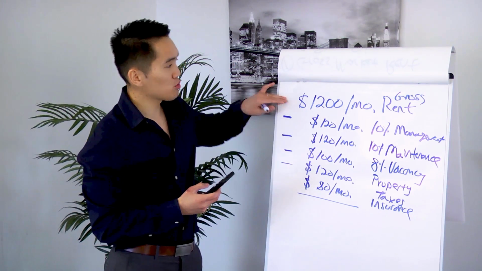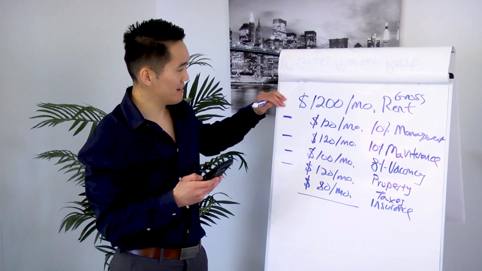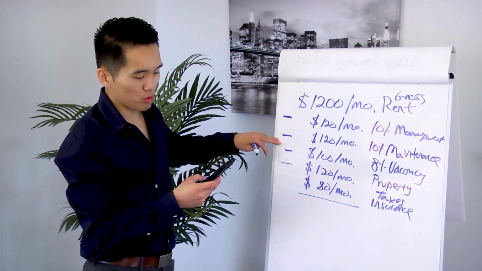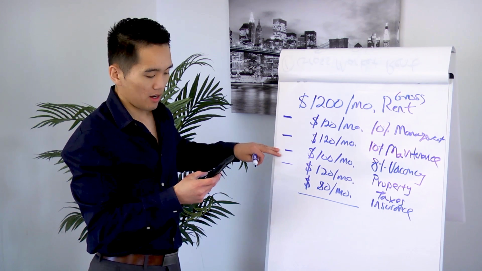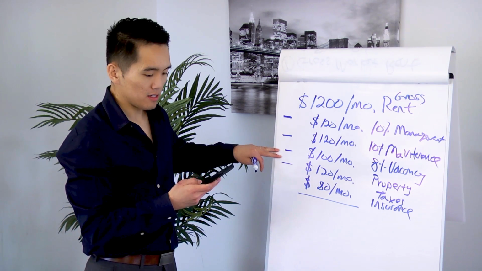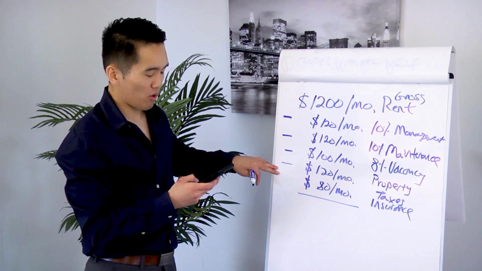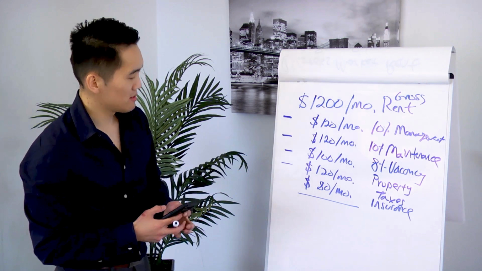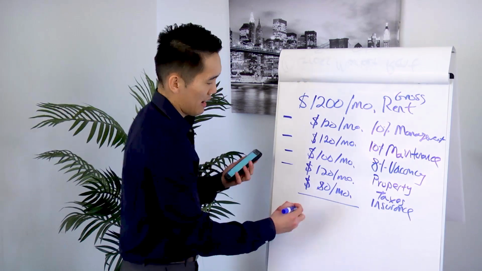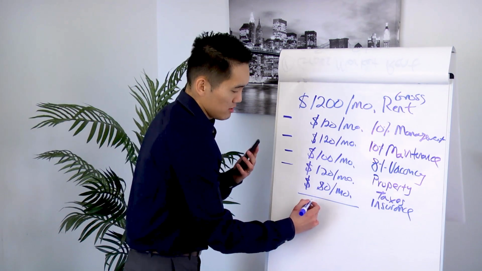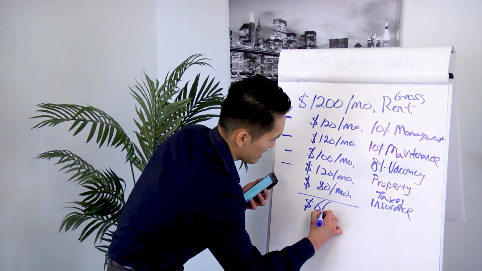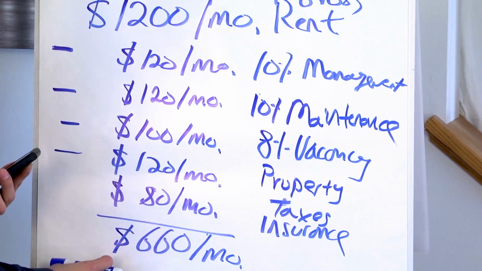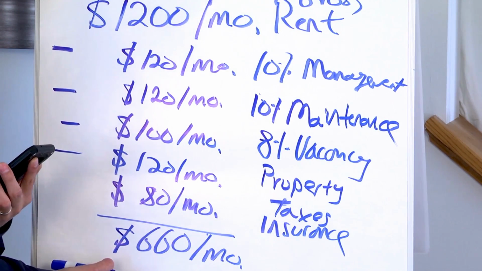Okay, so we start at $1,200 a month, minus the $120 of management, minus another $120 for maintenance, $100 for the vacancy, $120 for your property taxes, and $80 for your insurance. So I got a total number. The remaining number is $660 a month. This is what we like to call NOI, net operating income.